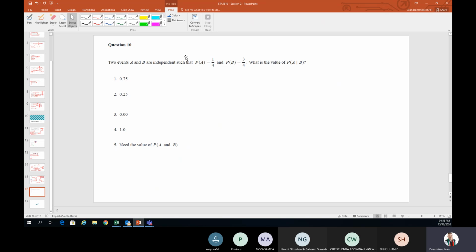Okay, so in this question they tell us two events A and B are independent with probability of A and probability of B. Okay, so the first thing I would like to do is write that just as a decimal.